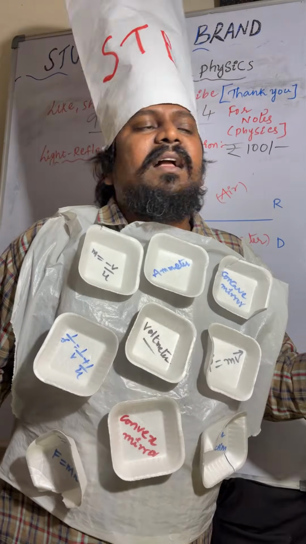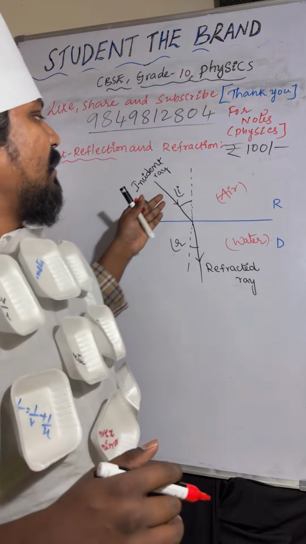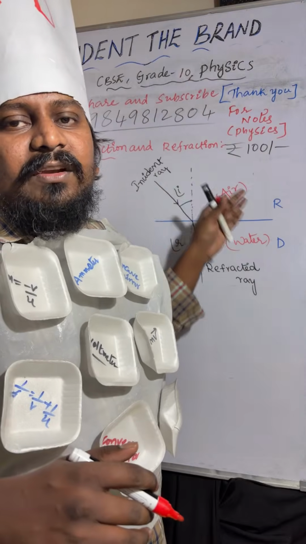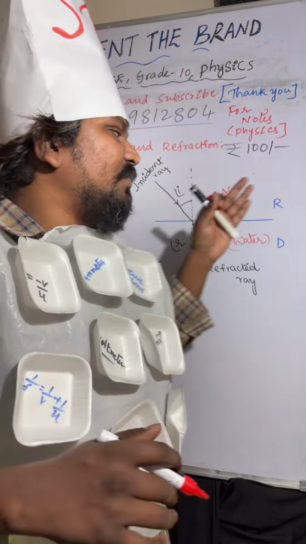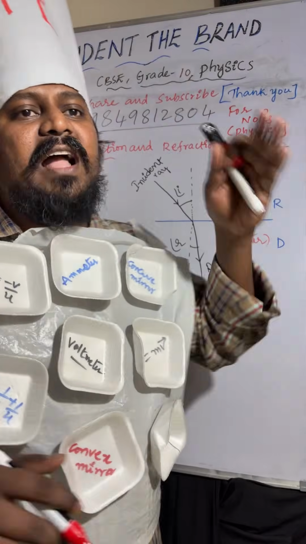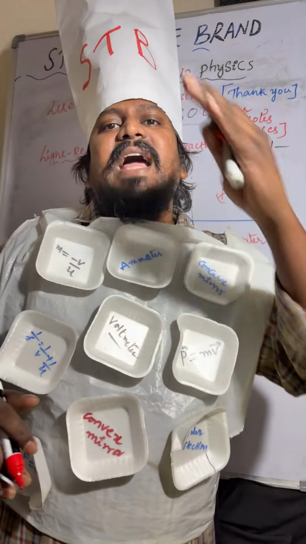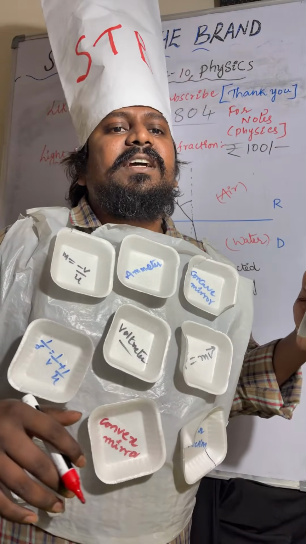Here the angle between the incident ray and the normal line is called the angle of incidence. The angle between the refracted ray and the normal line is called the angle of refraction.